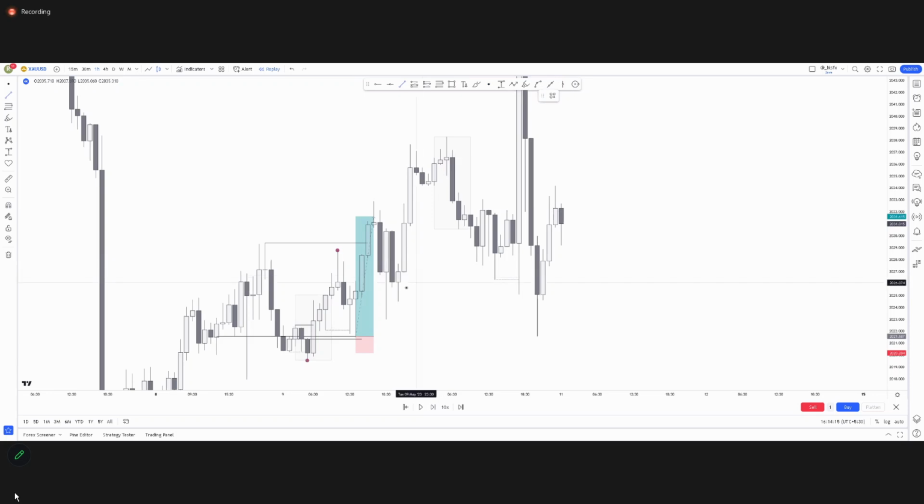Look for decision points. So here we have a decision point. Okay, we have multiple decision points. Here we also have another decision point. Now this is not a valid decision point because it tapped, rejected, it broke, and there is no liquidity resting above. So now this is the decision point closest to the liquidity.